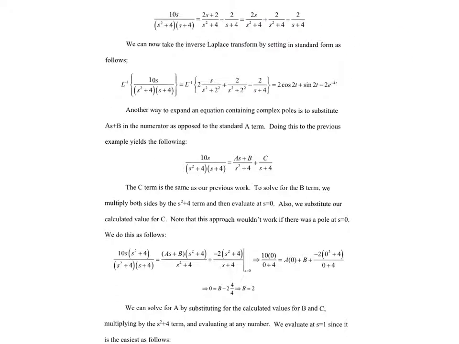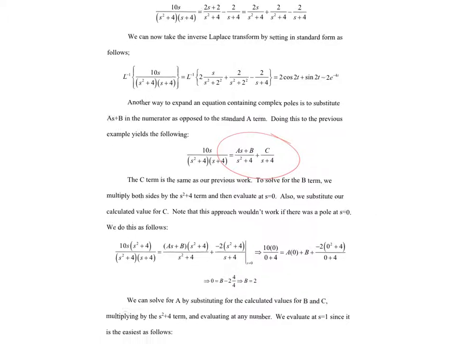Our next method is method number 2, which works and, if you've taken differential equations, is probably how you would actually solve for this: As plus B over s squared plus 4. This is a valid partial fraction expansion. So how do we do this one?